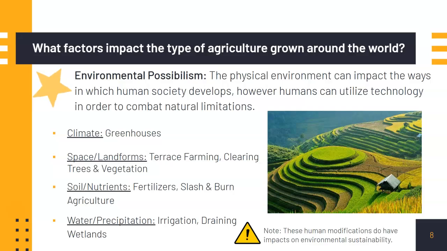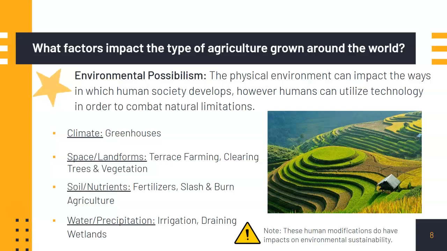In regions with poor soil quality, slash-and-burn agriculture has been used to temporarily improve soil fertility by burning vegetation to release nutrients. However, this method is not sustainable long-term and can lead to deforestation and soil degradation.